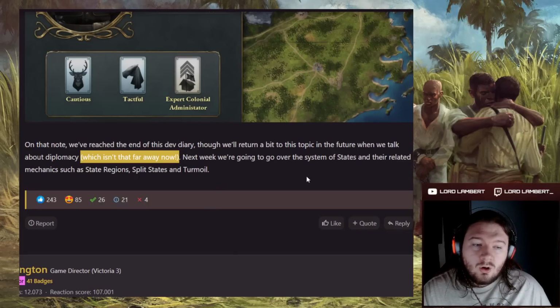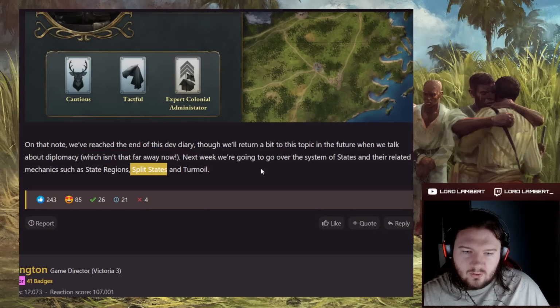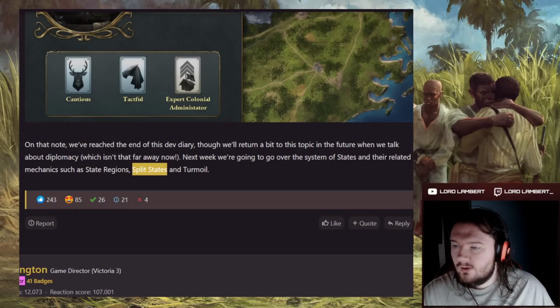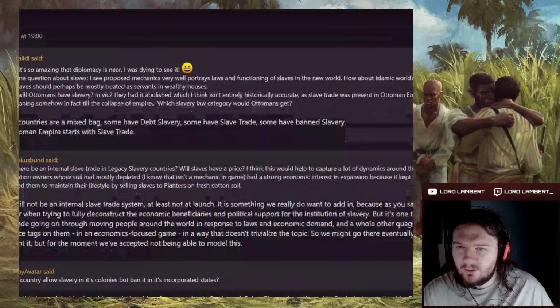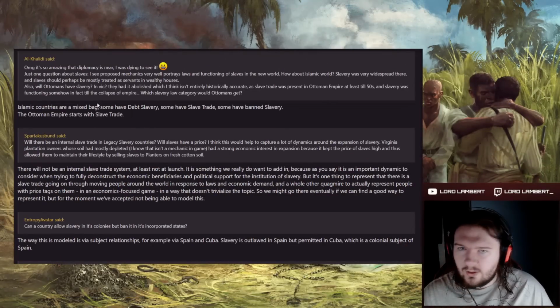Next week, we're going to go over the system of states and the related mechanics such as state regions, split states, and turmoil. Split states is going to be also very interesting. Finding out how that works is going to be awesome. But before we do that, we are obviously going to be having a look at the developer comments, which I can show right now. There we go.